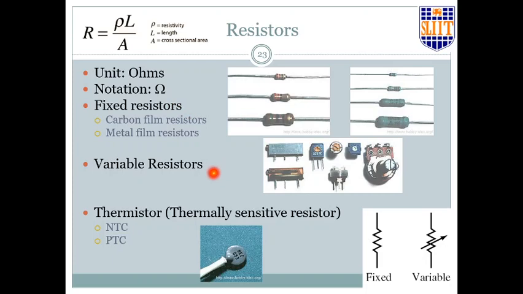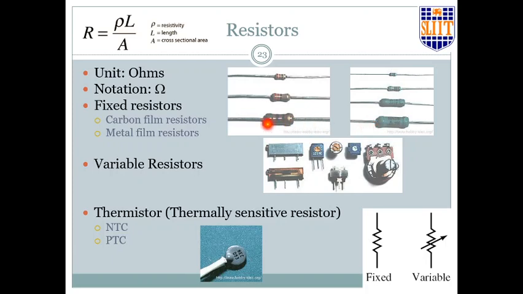There are two main types of resistors. One is the fixed resistor, the other is the variable resistor. Fixed resistors come in three main types: carbon film resistors, metal film resistors, and wire wound resistors. Then you have variable resistors. Of carbon film and metal film resistors, on this side you can see carbon, and this is usually metal film.